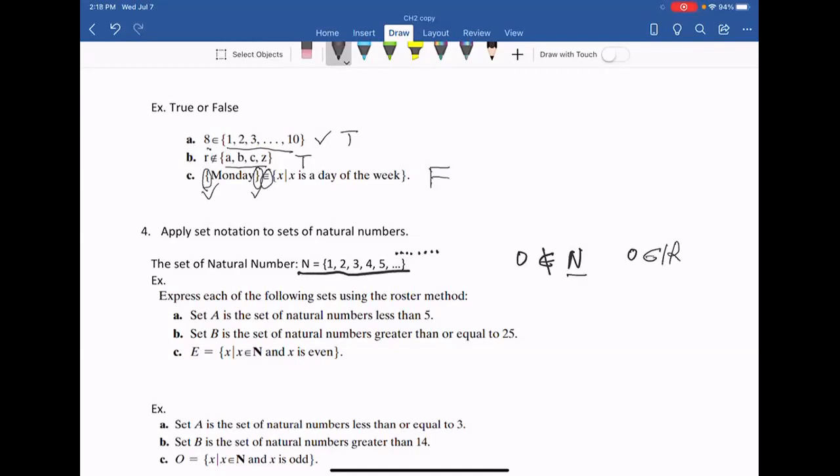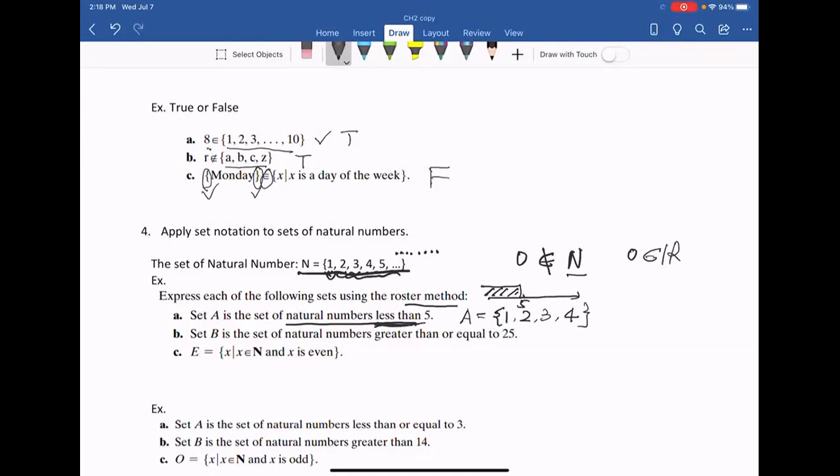Okay, next example. Express each of the following sets using the raster method. Set A is a set of natural numbers less than 5. When I see this description, I like to draw a number line. So when I see the number line, I put 5 here. Natural numbers less than 5. Remember, natural numbers include these numbers. So my raster notation should be 1, 2, 3, 4. That's it, because less than 5 is not included.